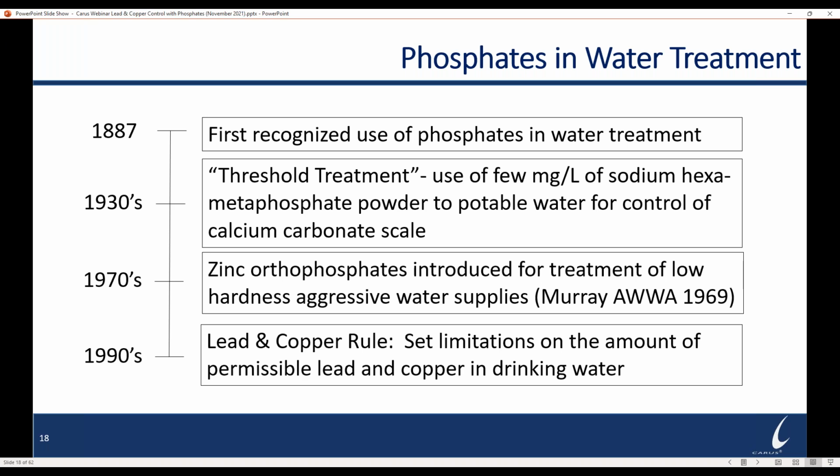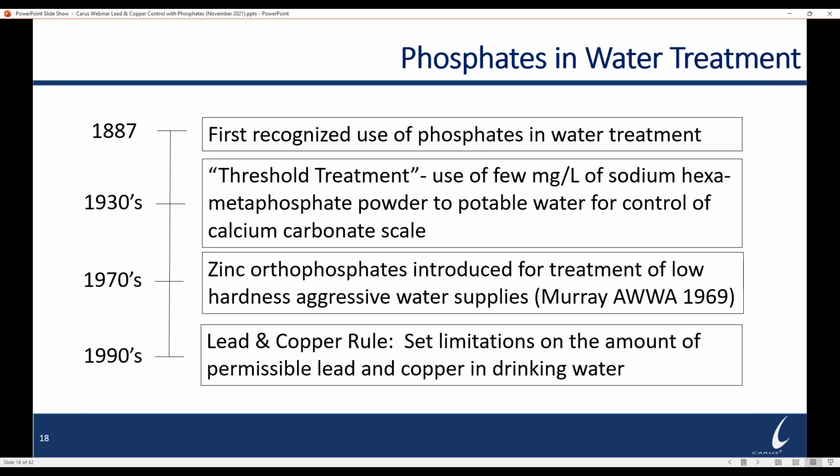In the 1970s, zinc orthophosphates were introduced for treatment of low hardness, aggressive water supplies. So if you had red water complaints and a very soft water, so less than 20 hardness, less than 20 alkalinity, that would cause a lot of red water complaints. So they started to use zinc orthos to provide corrosion control.